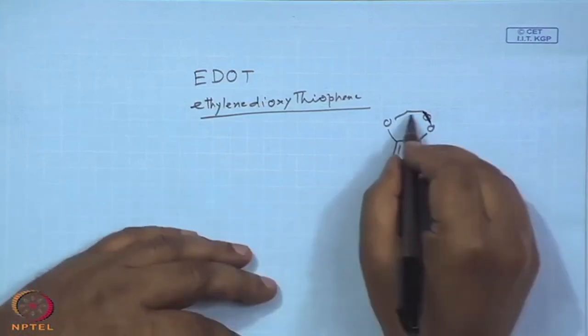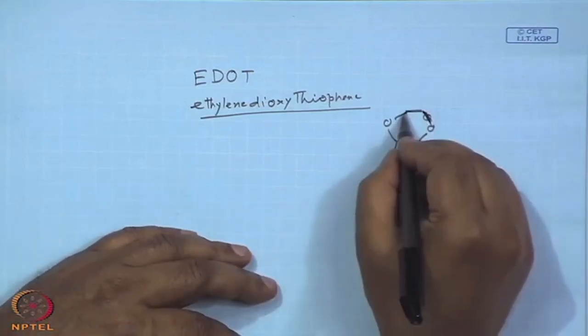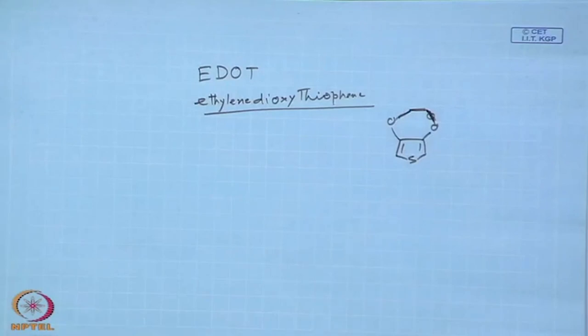So, how do you make this molecule? We have learned quite a bit of sulfur chemistry. And so how do we make this? This compound is again produced in tons and tons. It is a conducting polymer. So, how do I know?